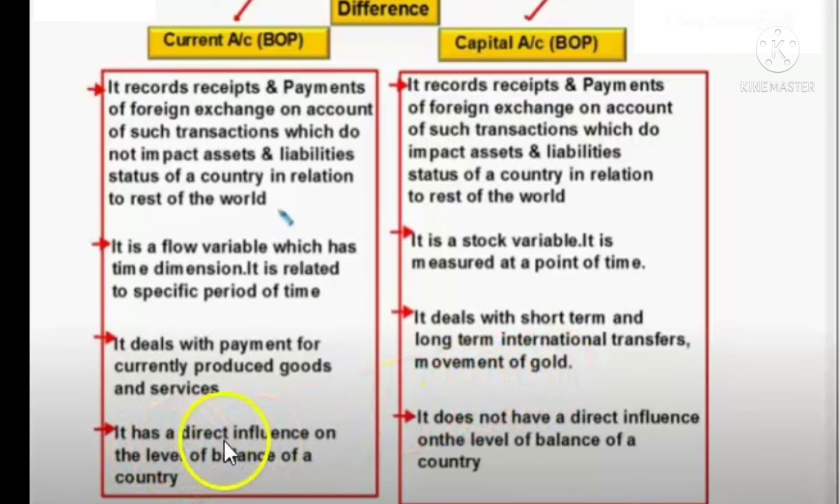So the current account has a direct influence on the level of income of the country, and the capital account does not have a direct influence on the level of income of the country. So hope you understood.